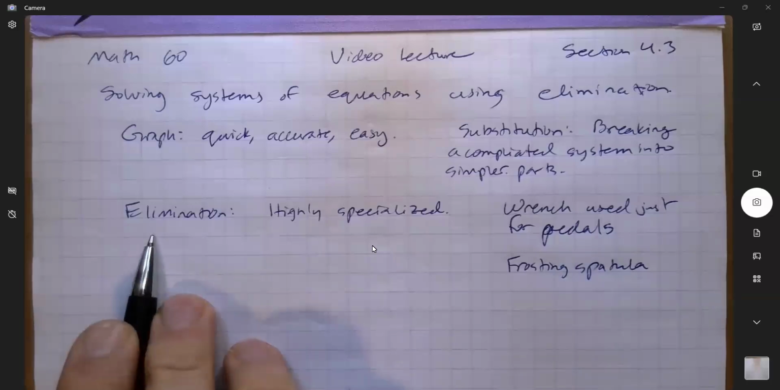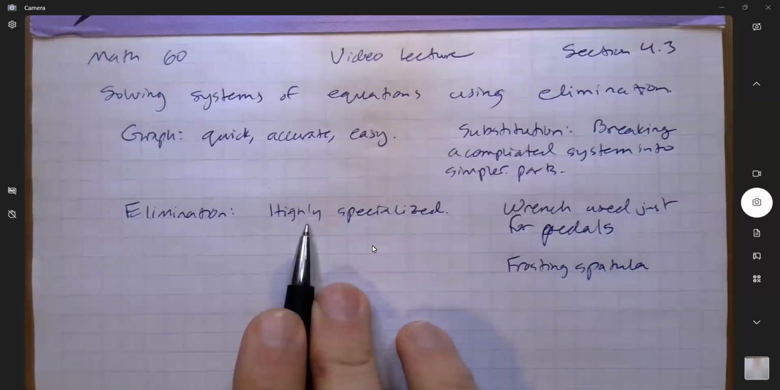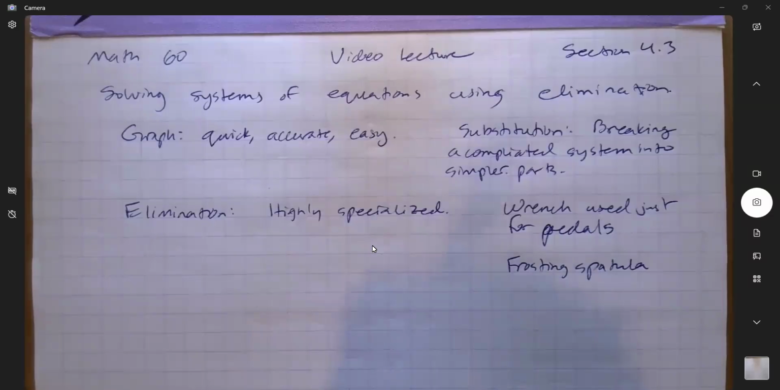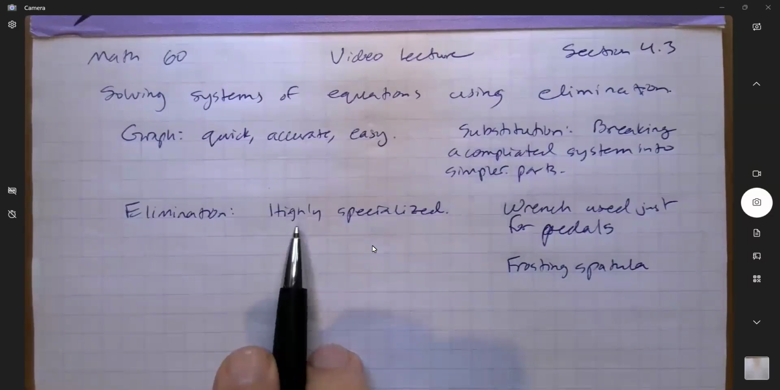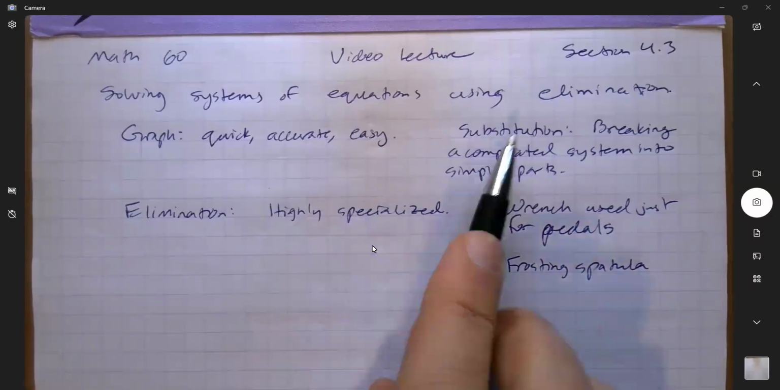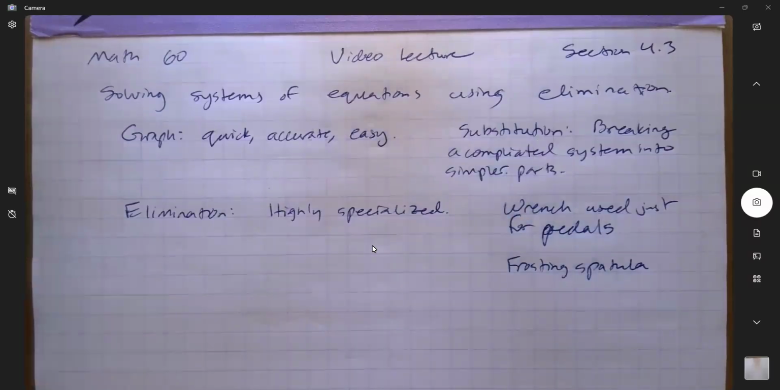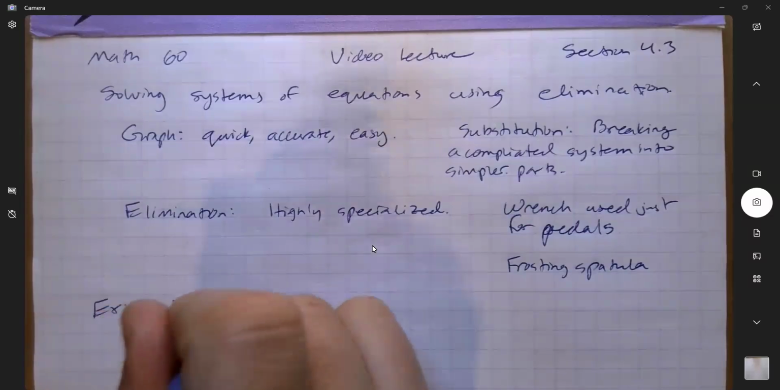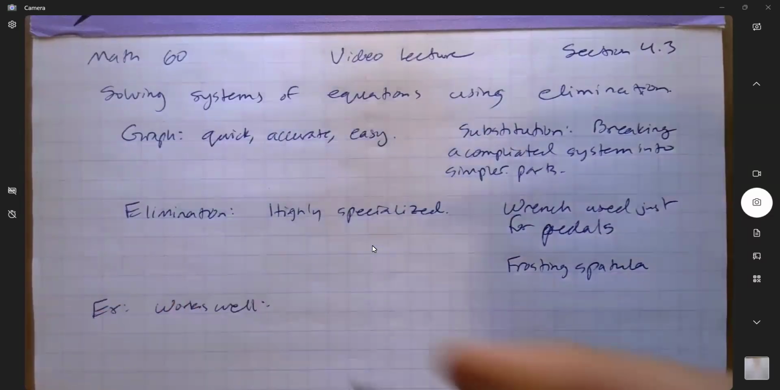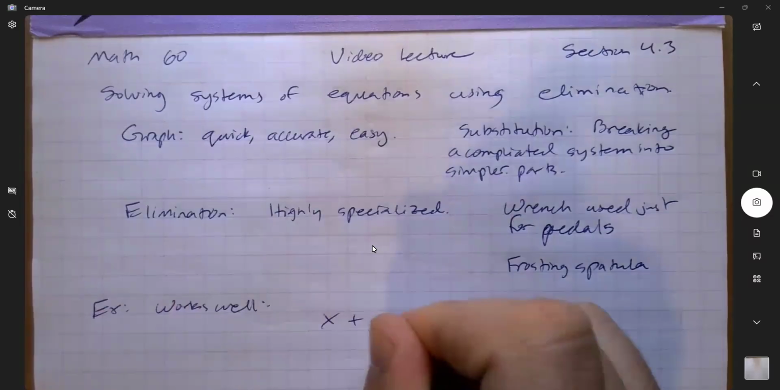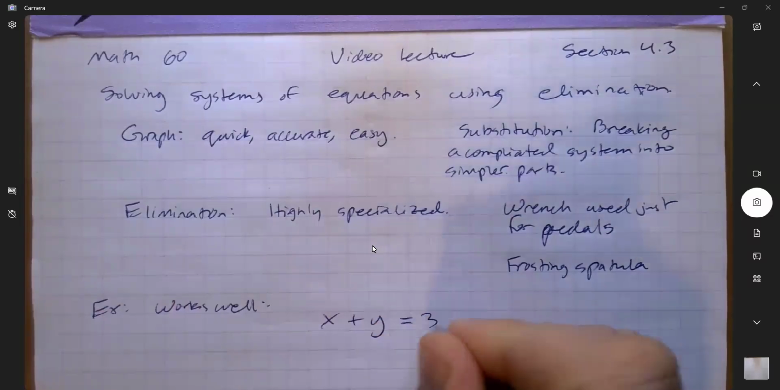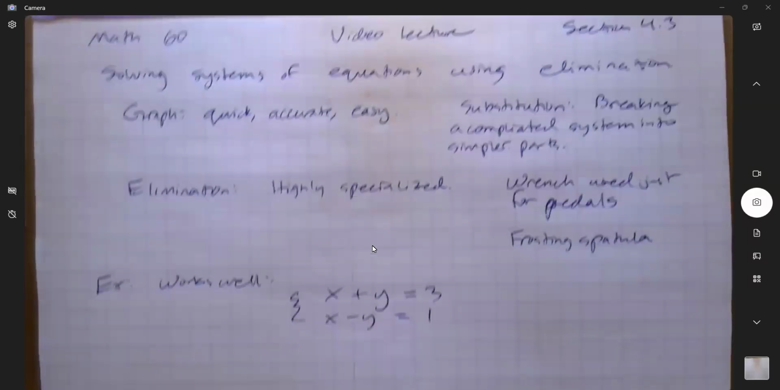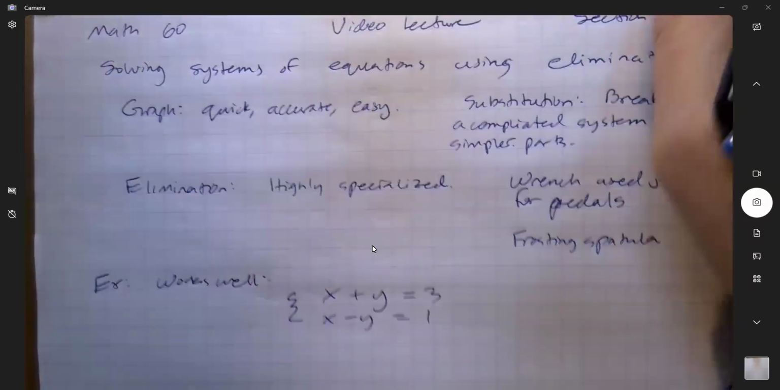The elimination method is highly specialized. It's a great tool for a very narrow set of systems of equations. Otherwise, it doesn't work very well. Use a different method. So here's an example where it works well. I'm going to go back to that first one I showed you a long time ago. x plus y equals 3, x minus y equals 1. We solved this a number of ways.